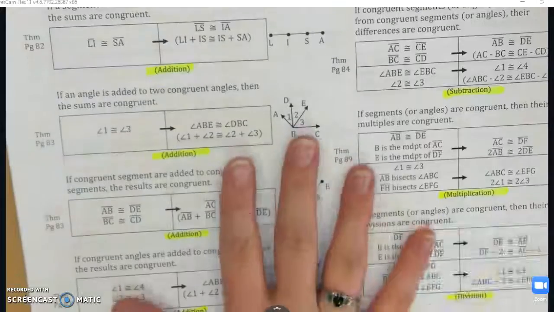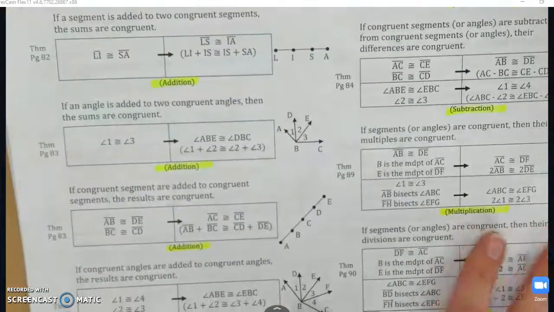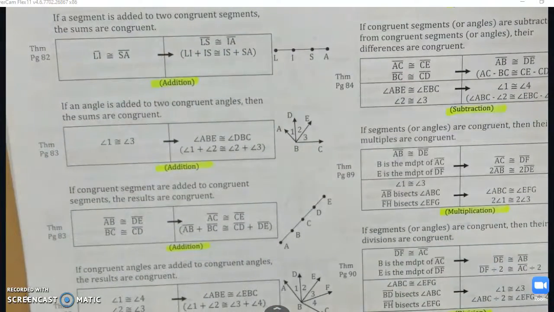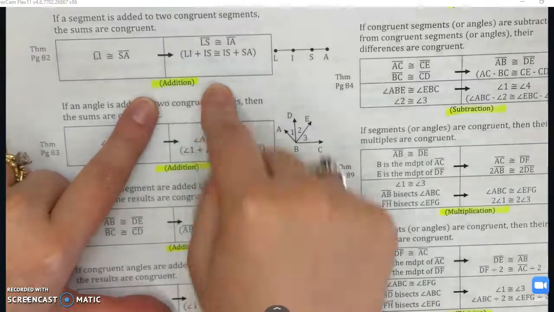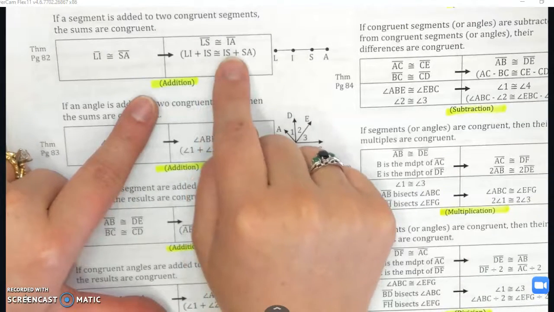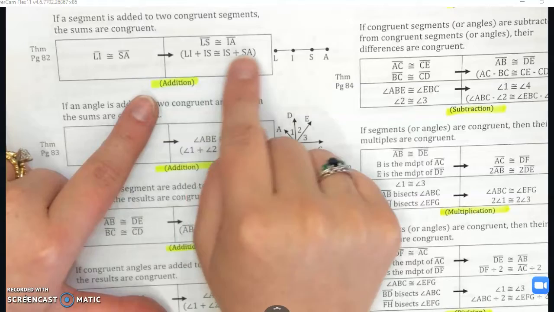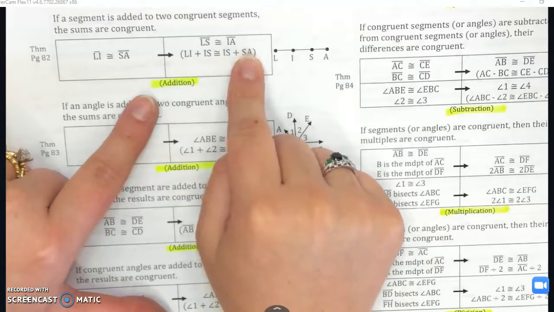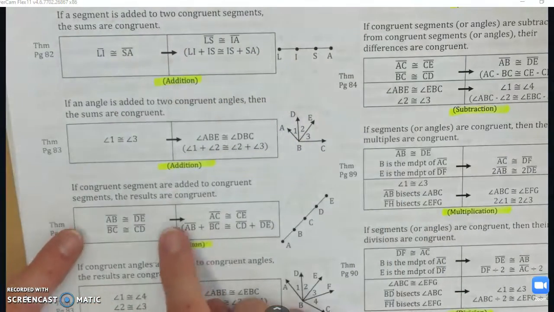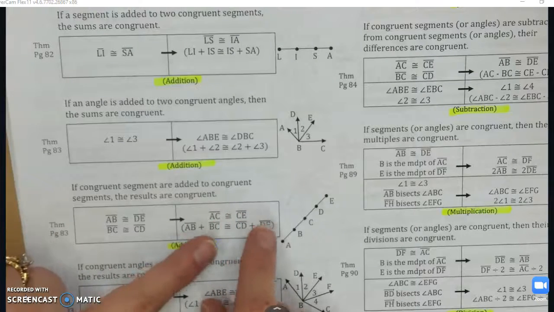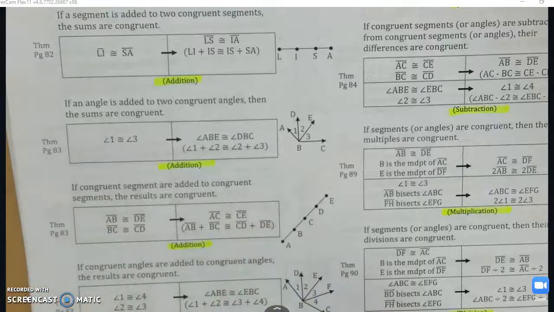So what do these apply to? We can use these with segments and angles. Each of these properties works for segments or angles. Addition works 2 ways. I can either add the same segment to 2 segments that I already know are congruent to get another set of congruent segments, or I can add 2 congruent segments to another set of congruent segments to get a congruent set of segments.